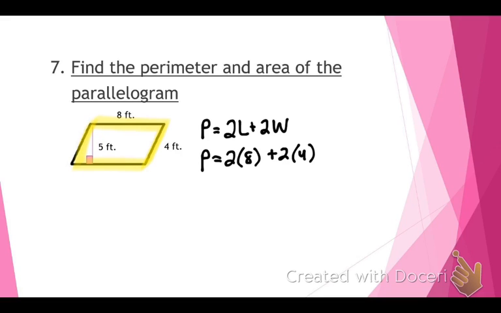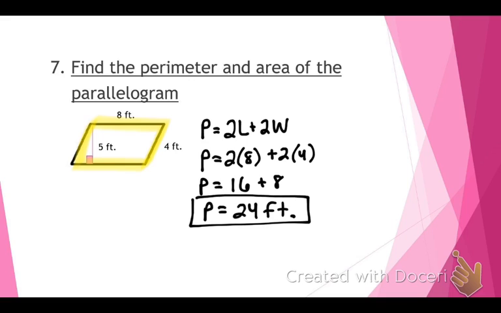Let's go on. What is 2 times 8? 16. What's 2 times 4? 8. Add those together and what do you get? 24 feet. All right, am I finished? No. What else does it ask us to find? Area.